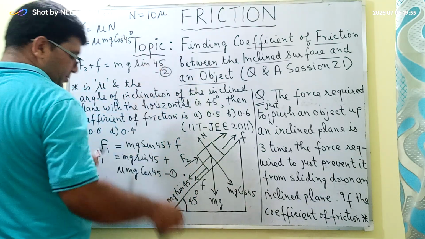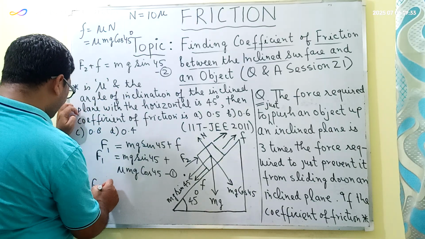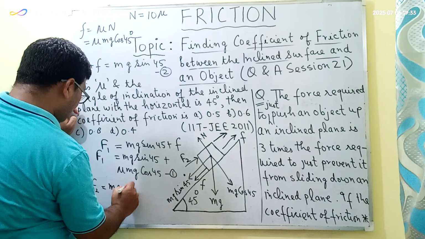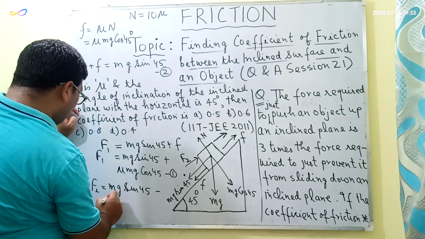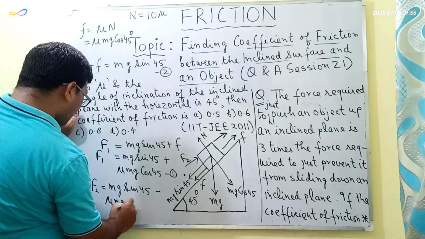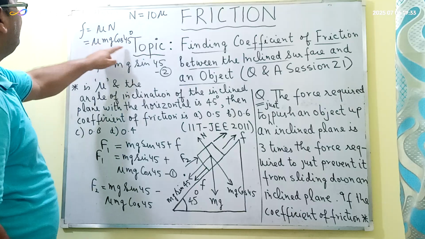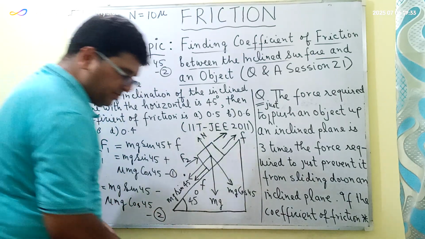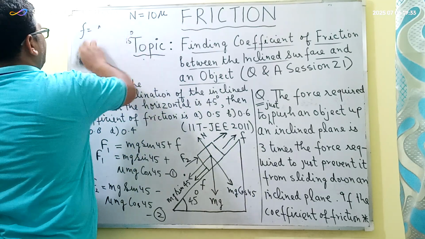So this is the second equation. Here I will write it down that F2 is equal to mg sin 45 minus F. Here F is the force of friction, which is equal to mu mg cos 45. So here I have got two equations now, and by solving these two equations, we will be able to find the value of coefficient of friction.